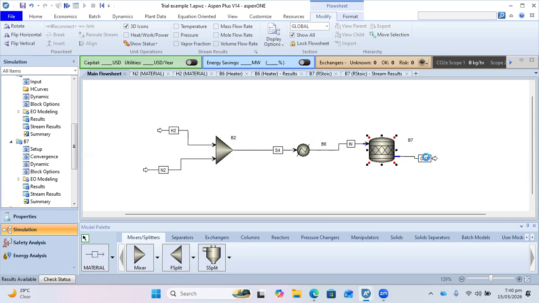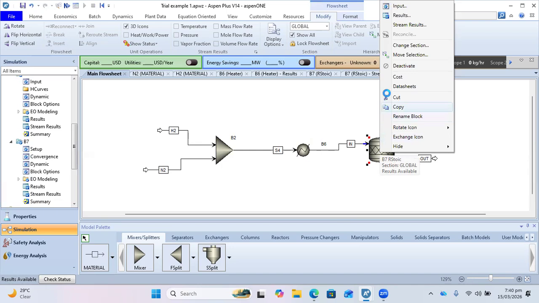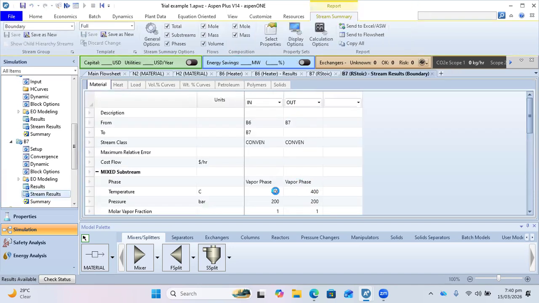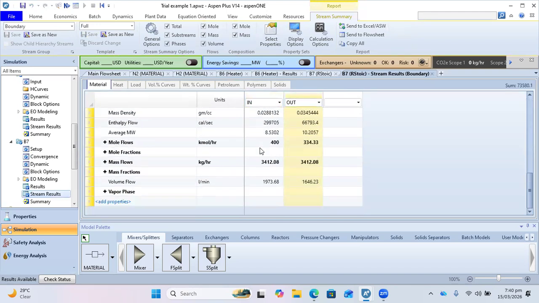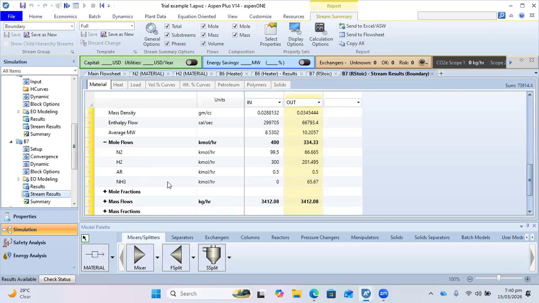Okay, our results are available, so we can look at them. So we said to check results, we can right click on the block or stream and click on either results or stream results. So click on stream results because we want the data for the streams. This was the inlet to the reactor. This was the outlet from the reactor. So let's look at the ammonia that was formed. So if we click on mole flows, we started with 0 kilomole per hour of ammonia. That was what was coming in. And now we have 65.67 kilomoles of ammonia coming out, right?